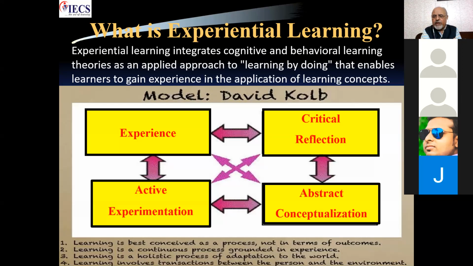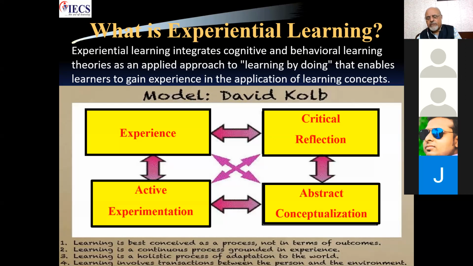Let the child have the experience. Now the second stage begins. Let him reflect. Let him think about it. Let him ruminate over it. Third, let him draw the points as abstract learnings. Fourth, let him now experiment on those.